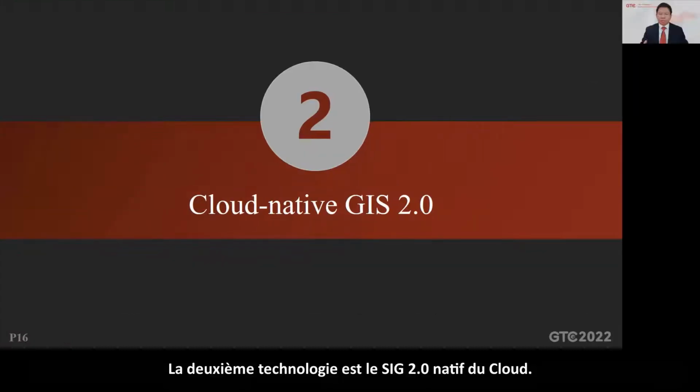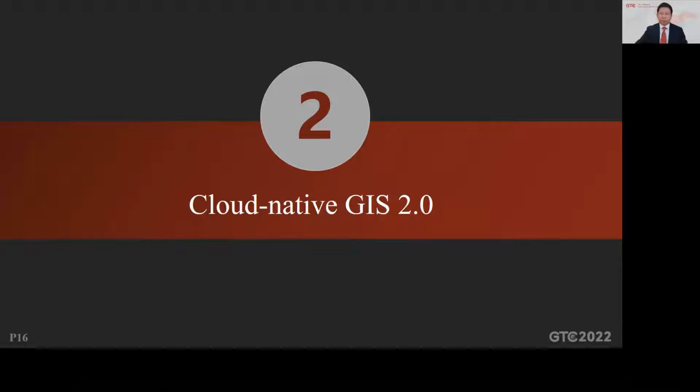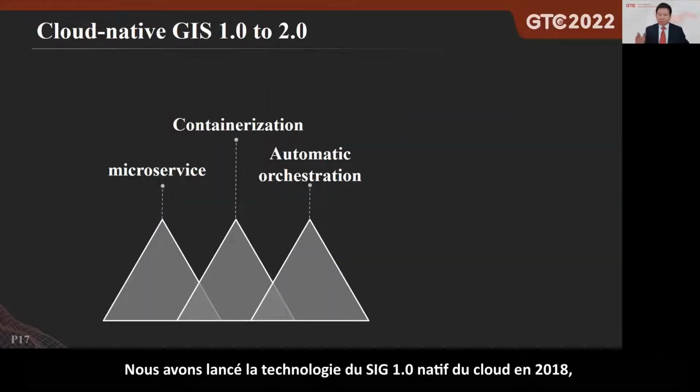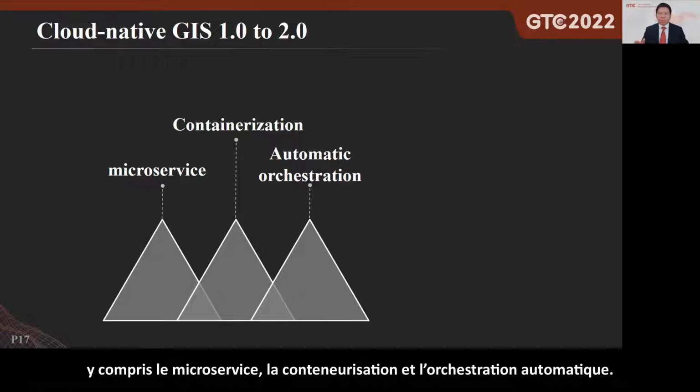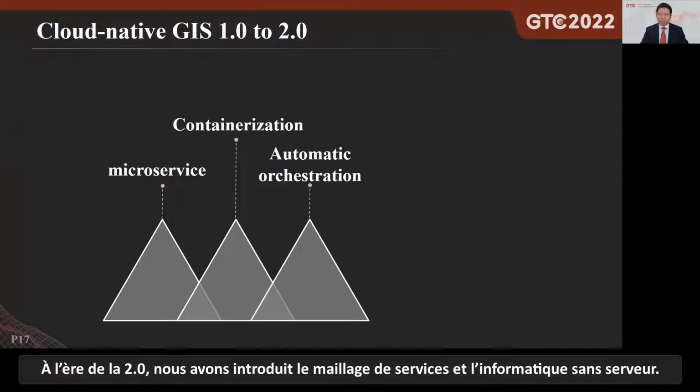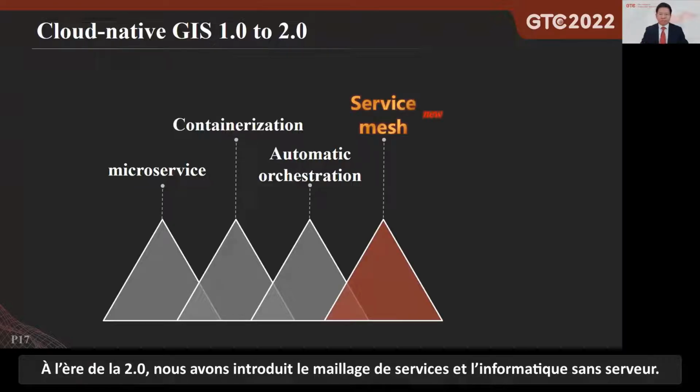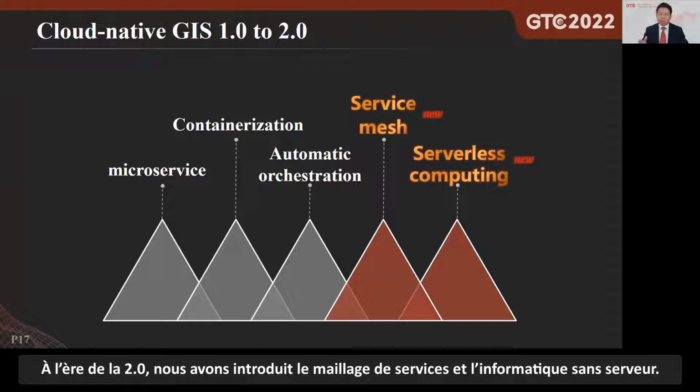The second technology is Cloud Native GIS 2.0. We launched the technology of Cloud Native GIS 1.0 in 2018, including microservice, containerization, and automatic orchestration. In the era of 2.0, we introduced service mesh and serverless computing.